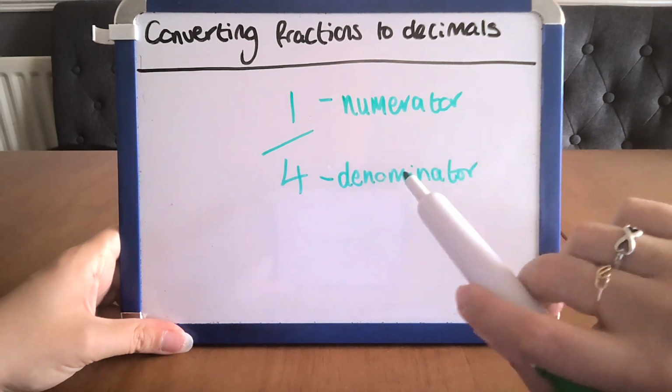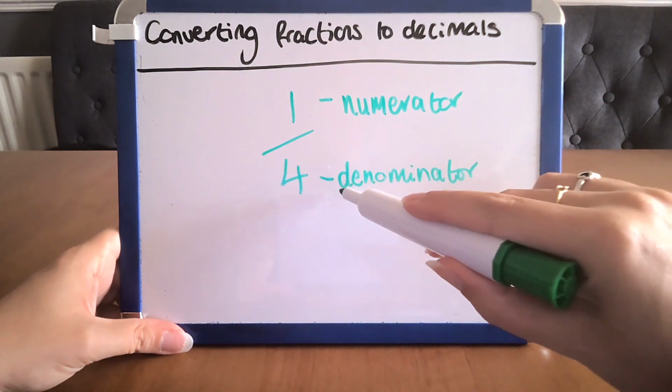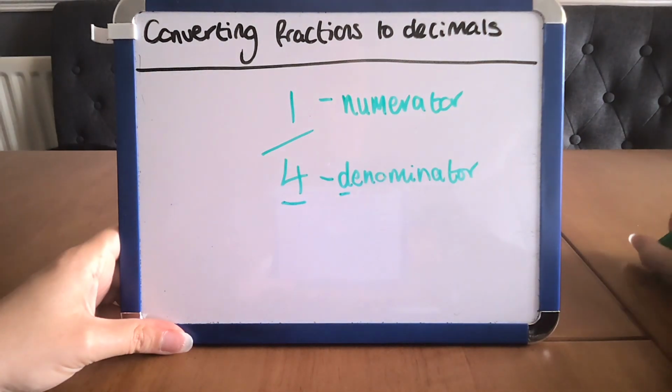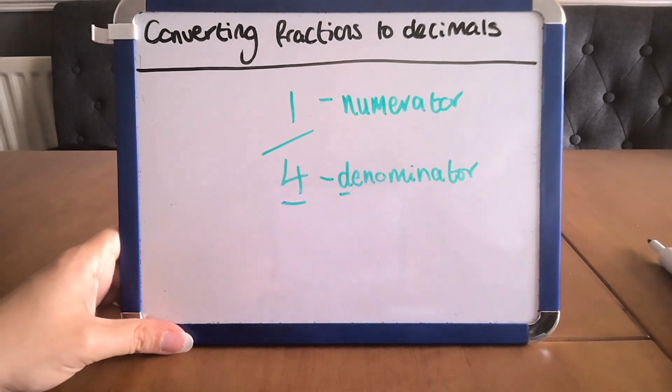So numerator is the top number, denominator is the bottom number. And one way to remember it is that D is for down, being the bottom number. There might be other ways to remember that, but that's how I remember it.